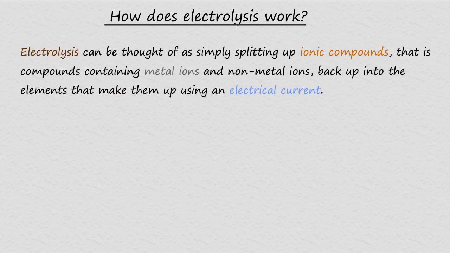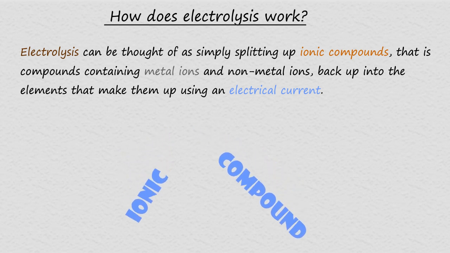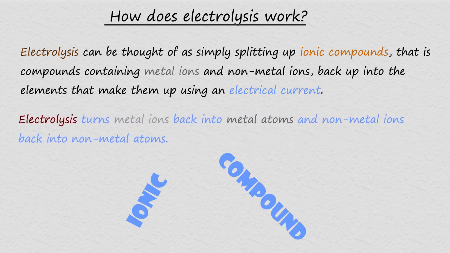A definition for electrolysis that was mentioned earlier was the splitting up of ionic compounds, that is, compounds which contain metal ions and non-metal ions, into the elements that make them up, using electricity or an electrical current. Another way of looking at it is electrolysis simply turns ions back into atoms.